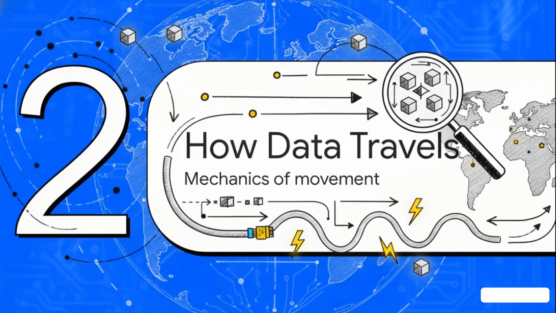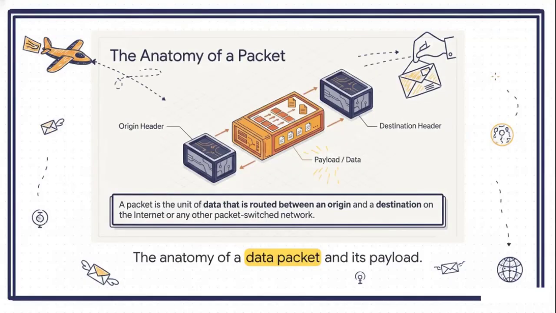Section 2. How data travels. Let's shrink down and look at the actual mechanics of movement here. So when you send data over the internet, it isn't just sent as one massive chunk. No way. It's broken down into what we call packets. A packet is your core unit of data routed between an origin and a destination. Just look at its anatomy.